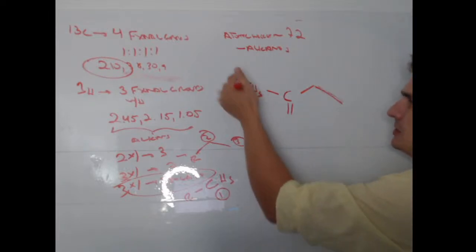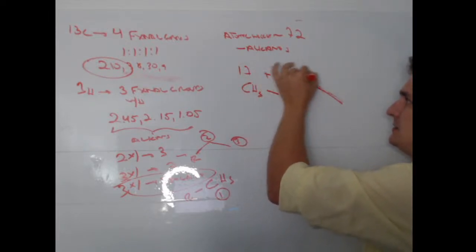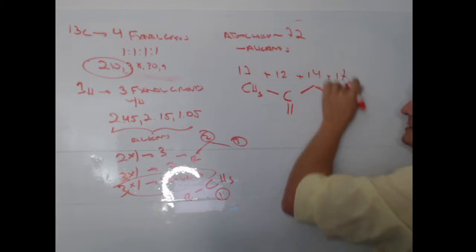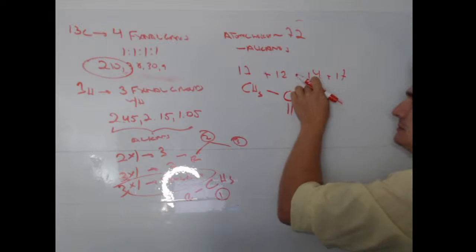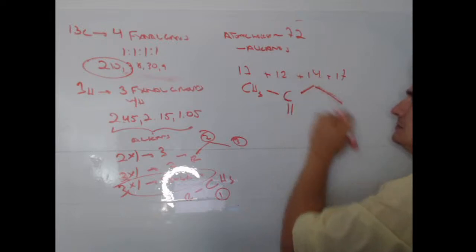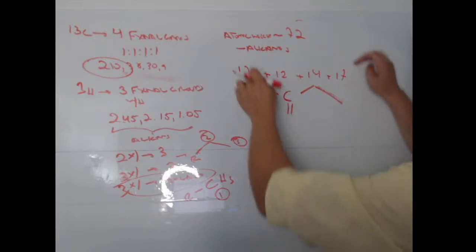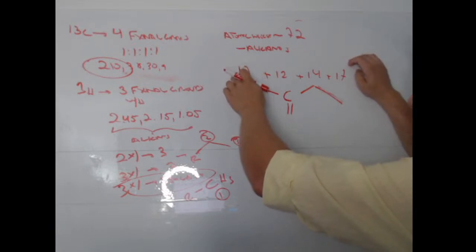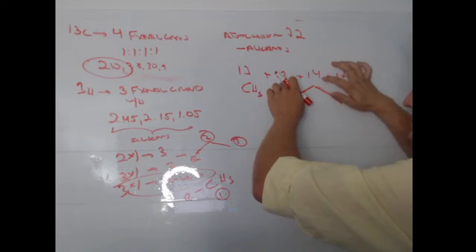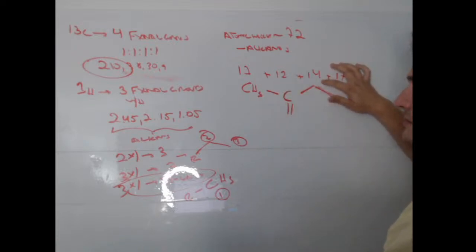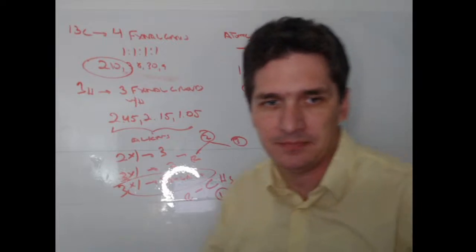So let's count up the weight so far. We've got 17 plus 12 plus 14 plus 17. So 34, 48. No, that's not right. 34, 46. Something's off in my math.